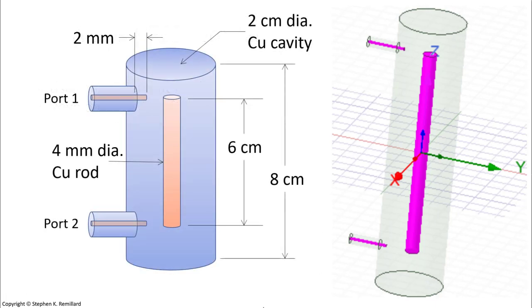In today's model, we will have a 6-centimeter long copper rod suspended inside of an 8-centimeter long vacuum-filled cavity with copper walls. An important detail will be the ports 1 and 2. These are coaxial cables that come right up to the housing wall, with the center conductor of the coaxial cable protruding through a hole in the wall. And signal is led in at port 1 and comes out at port 2.